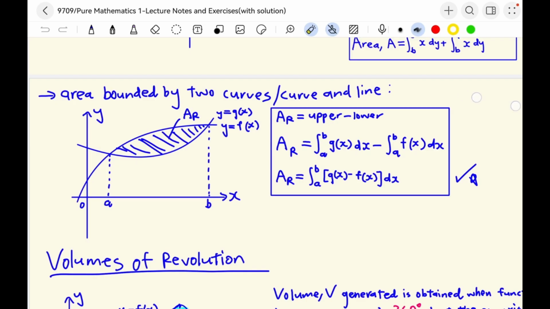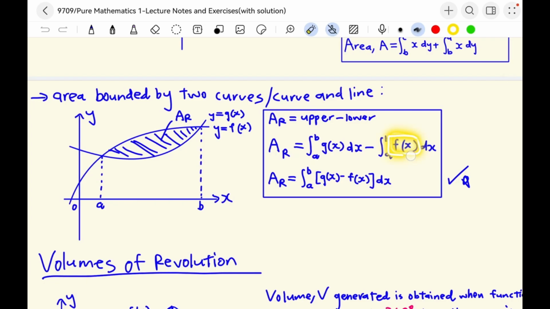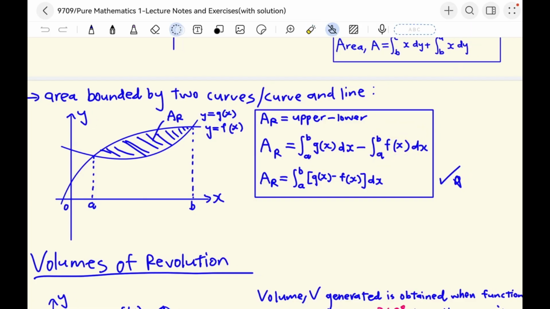Sorry guys, I think I made a mistake. This should be f(x), because the curve of f(x) is above. Instead, let's swap it. Let the upper one be g(x) and f(x) the lower one. So here are some corrections, please swap it. g(x) is above and f(x) is below.